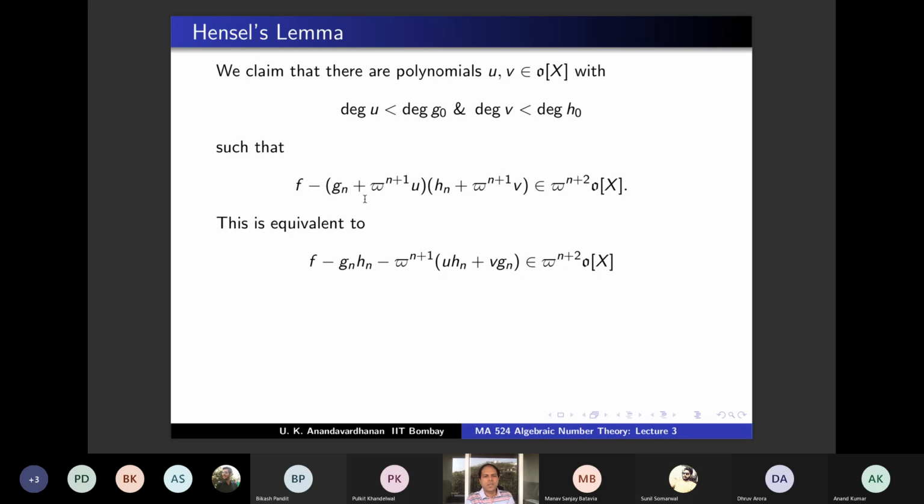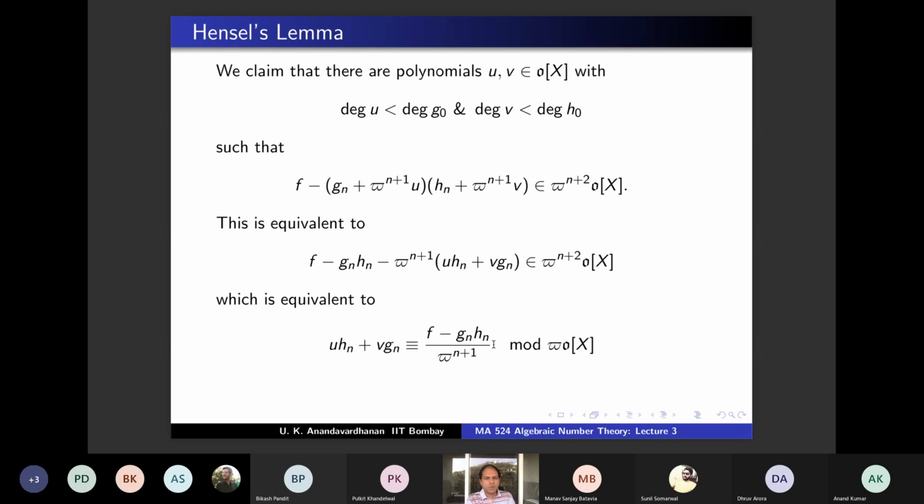So you agree with this? F minus Gn Hn minus pi power n plus 1 times (U Hn plus V Gn), the next term is anyway here, so that I don't have to write. Agree? This is equivalent to this, which is equivalent to U Hn plus V Gn is congruent to (f minus Gn Hn) by pi power n plus 1 modulo pi O. So you are dividing by pi power n plus 1 throughout. You will get a congruence relation here, and pi power n plus 2 has become pi, but that makes sense.